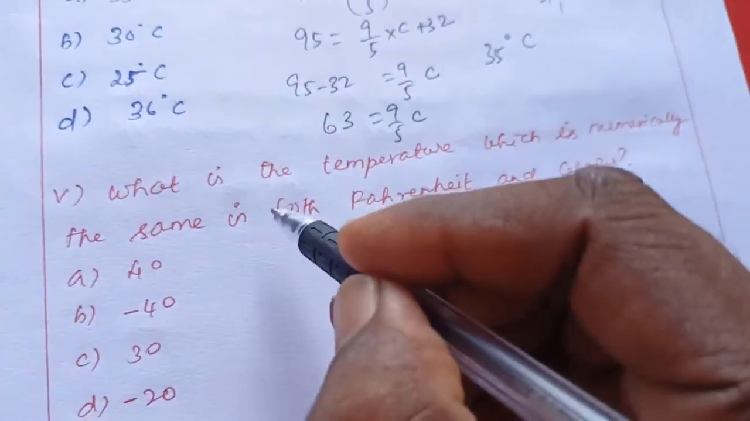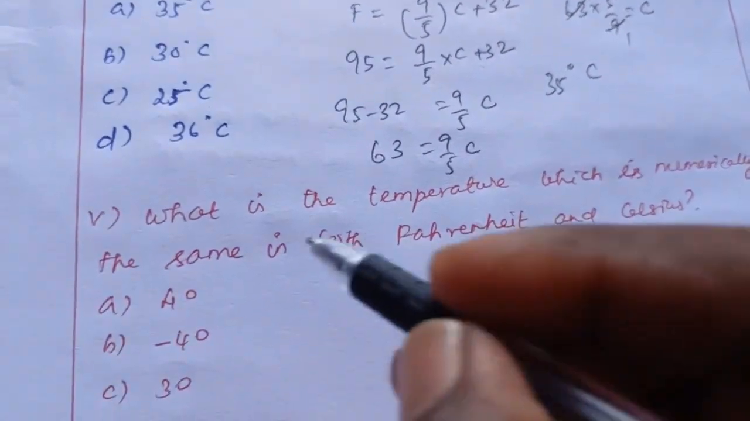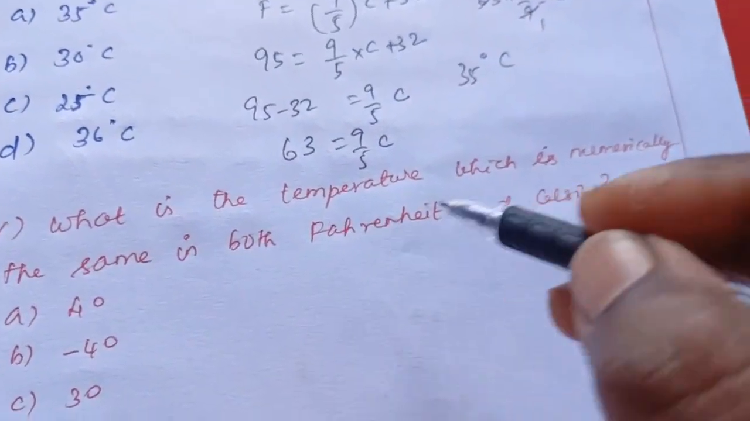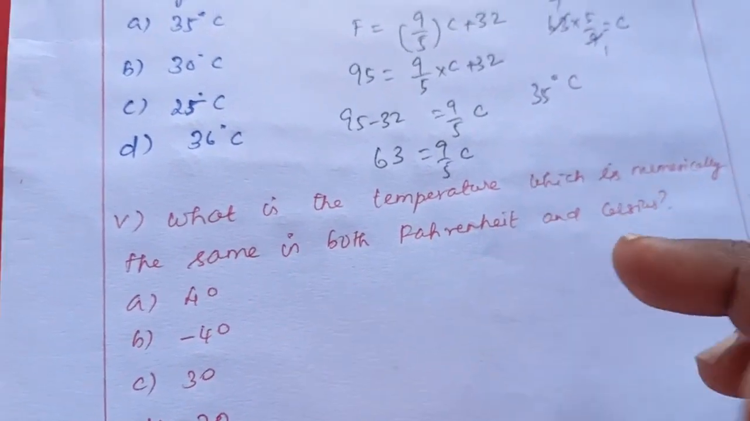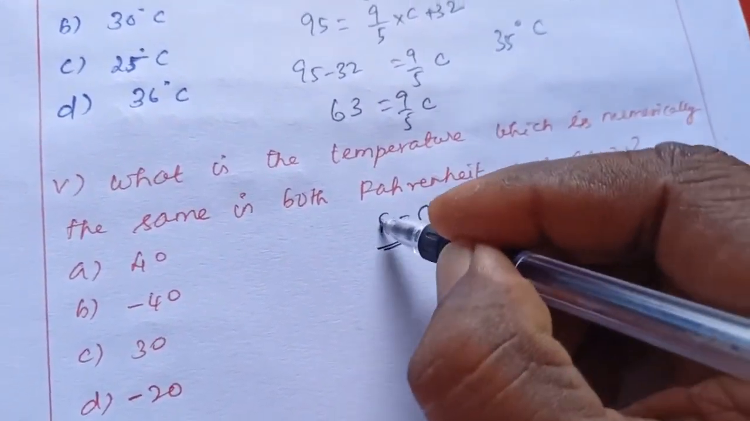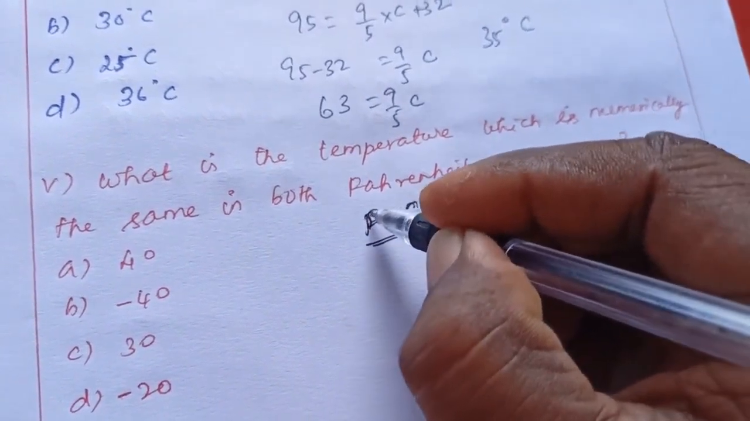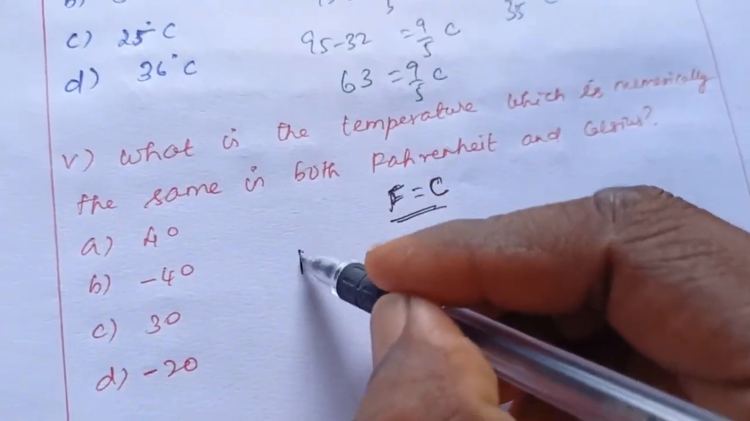Next one. What is the temperature which is numerically the same in both Fahrenheit and Celsius? That is, when F is equal to C, when the Fahrenheit and Celsius will be the same. Which temperature will be the same in both? So I am going to use the same formula.